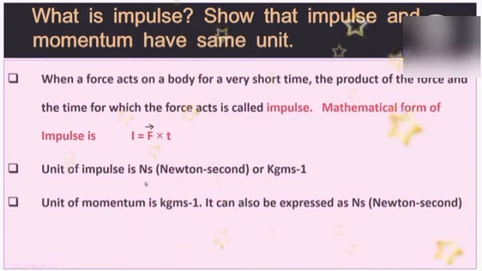The unit of impulse is newton second or kilogram meter per second. The unit of momentum is kilogram meter per second. It can also be expressed as newton second.